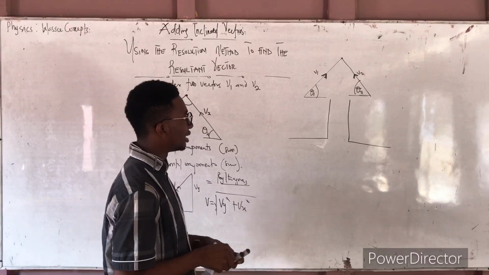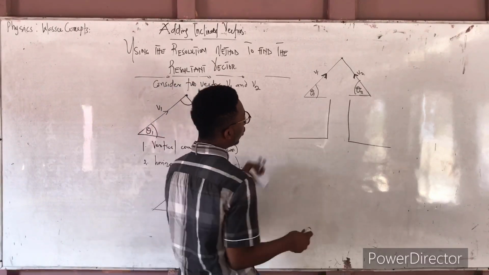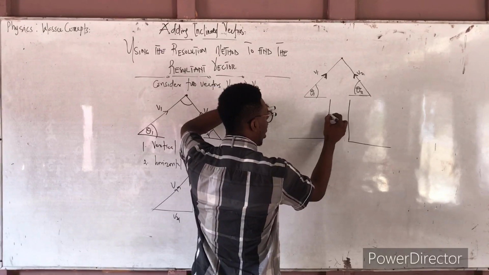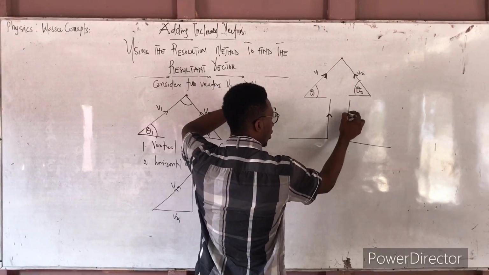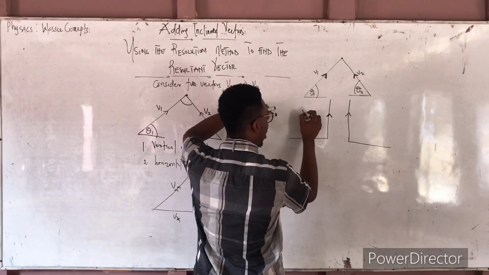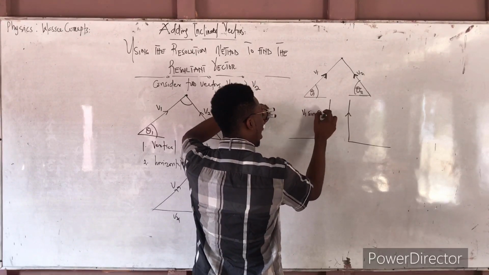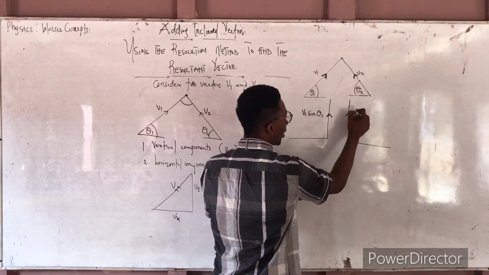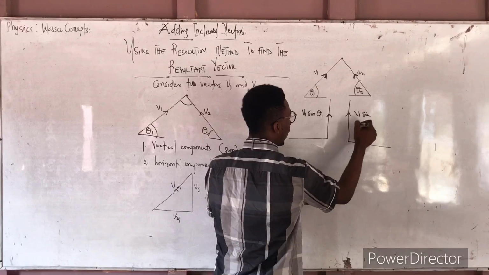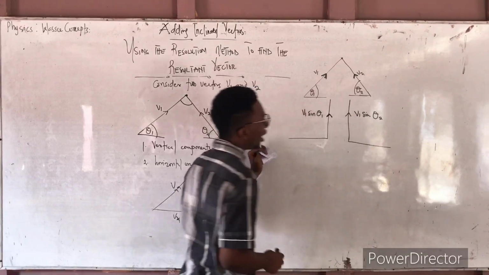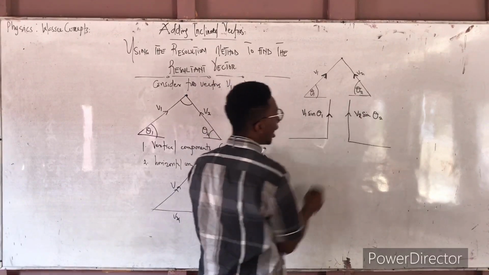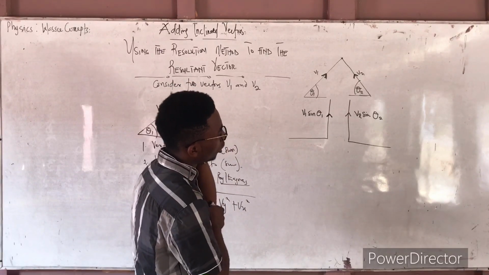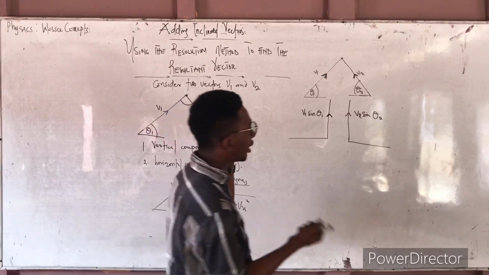So to find the vertical component for V1, the direction is going up, and it becomes V1 sine of the angle θ1. And the vertical one for V2 becomes V2 sine of the angle θ2. So that's what it means.